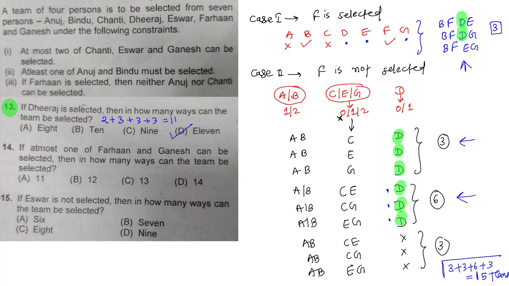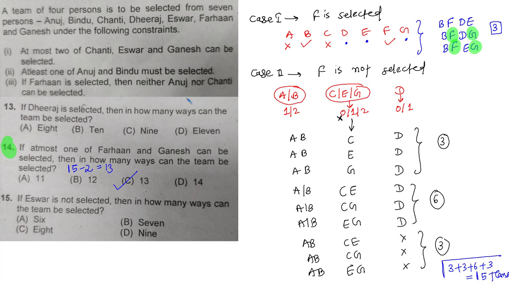After this, question number 14, everyone. If at most one of Farhan and Ganesh can be selected, then in how many ways can we form the team? At most one among F and G can be selected. It means we don't want the teams in which F and G both are selected together. How many teams are there in which F and G both are selected together? There are only 2 teams. Out of 15 teams, there are only 2 teams in which F and G both are selected together. So our answer is 13 here. We don't want these teams.